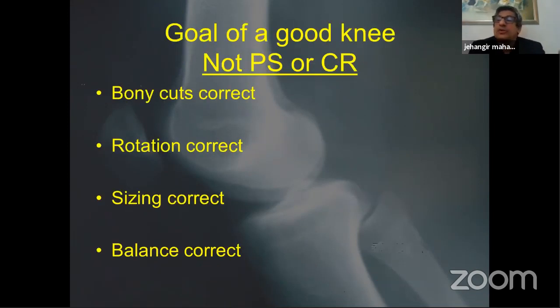And therefore, let's go back to what we had all discussed in our previous talks. The end result of a knee is not PS, not CR, not knee type, it is correct bony cuts, correct rotation, correct sizing, and correct balance, okay? Irrespective of which knee we are using. And we have to have the armamentarium for that, but these are the most important issues.